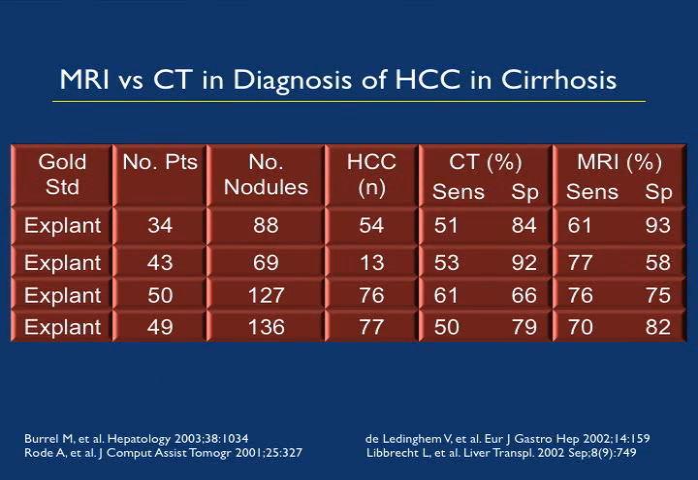MRI has been compared to CT to diagnose hepatocellular carcinoma in cirrhotic patients. The gold standard has been explant examination. This slide shows the number of patients, number of nodules, the number of patients with HCC, the sensitivity and specificity of CT, and the sensitivity and specificity of MRI. As these studies show, the sensitivity of MRI is better than CT scan, and therefore it is considered a modality of choice when evaluating and suspecting a patient with hepatocellular carcinoma.